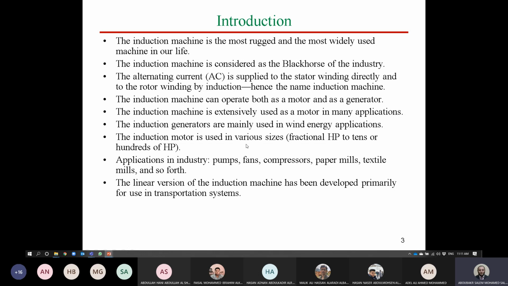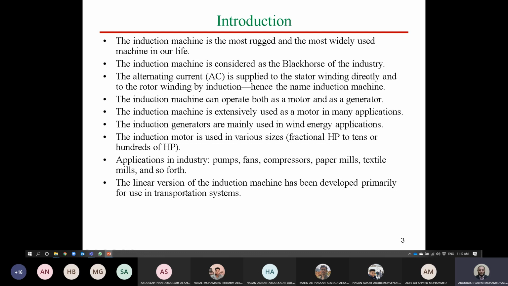The induction motor is used at various sizes. This is very important, guys. You can even find induction motors, even three-phase, with very small ratings in fractional horsepower. It exists in industry. So this is very important for the induction machine. You can find fractional horsepower to tens or hundreds of horsepower. Applications in industry like pumps, fans, compressors, paper mills, textile, and so forth. All of these prefer the induction motor in operation.